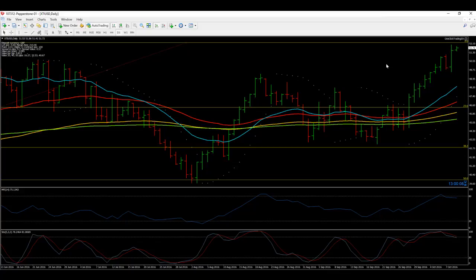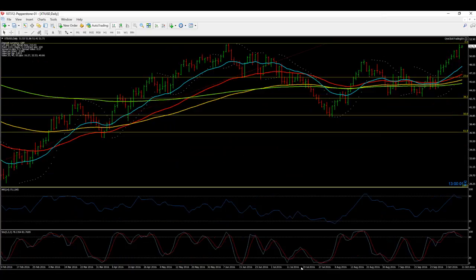I think I want to see it climb a lot further before I can deduce that this is most certainly going to happen. And as we can see, we have come to this high again.